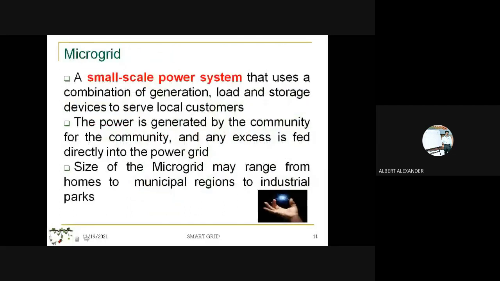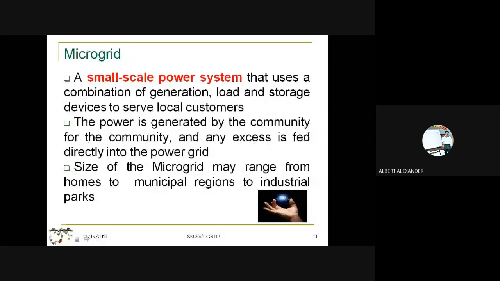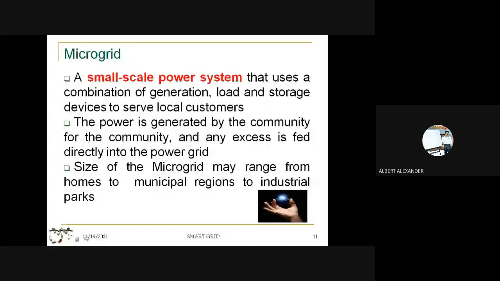So what is meant by a microgrid? A microgrid is a small-scale standalone autonomous system, combining generation, load, and storage for local customers. Here the power is generated by the community for the community. If there is excess power, it is given to the grid. If there is demand, it is taken from the grid. The size of a microgrid can range from a small microgrid to a very big industrial park.